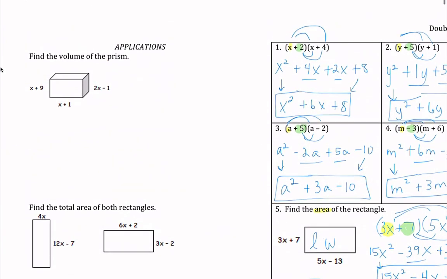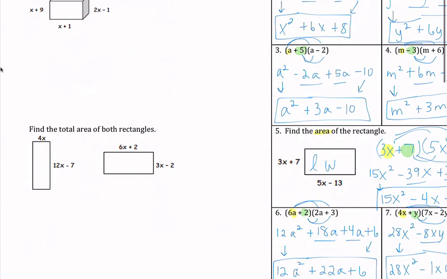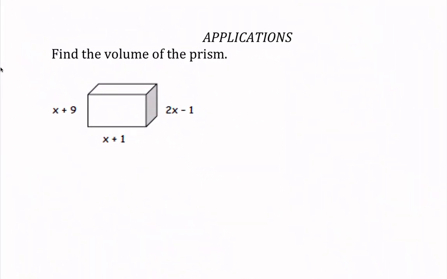Okay, on this one it tells me to find the volume of a prism. Well, I know to find the volume of this prism, it's going to be length times width times height. So it's going to be very similar to what we just did, except we're going to be multiplying 3 things together instead of just 2.